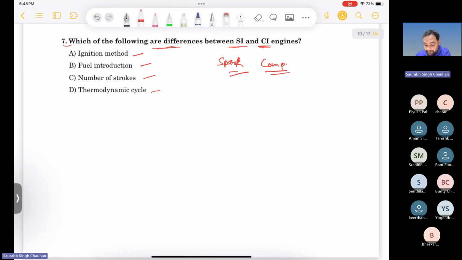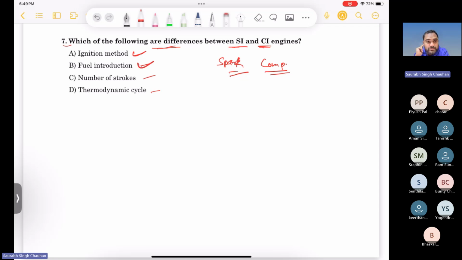Ignition method, of course. Because in spark ignition engines you are using a spark plug for ignition, and in compression ignition you are not using a spark plug. Diesel is auto ignited, right? So ignition method is correct. Fuel introduction, is it the same in both engines or different? Different, yes. In SI engines you are using a carburetor, and the carburetor provides a homogeneous mixture of air and fuel, right? While in CI engine you are using an injector. So fuel introduction is also different in both engines.